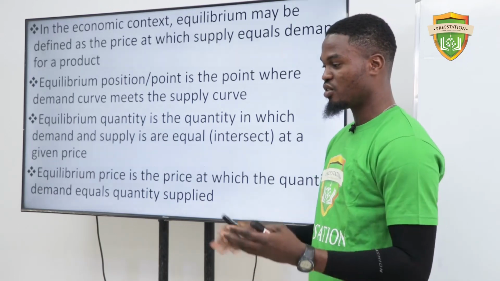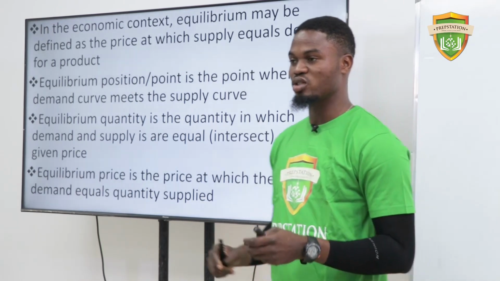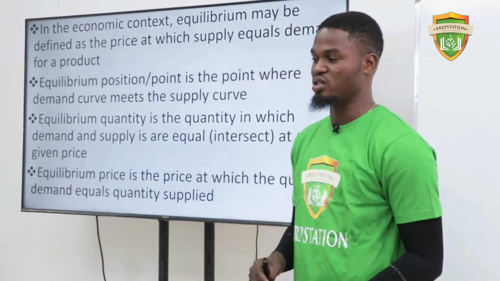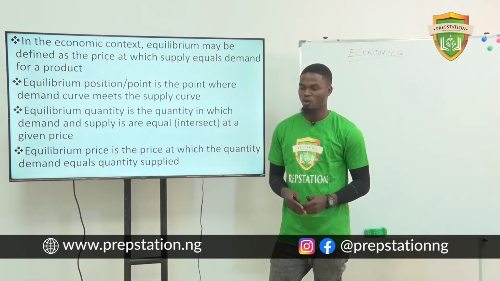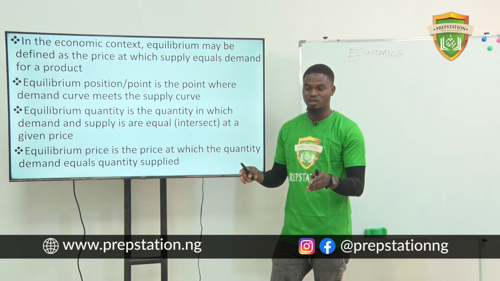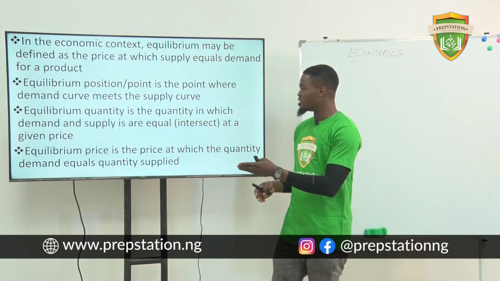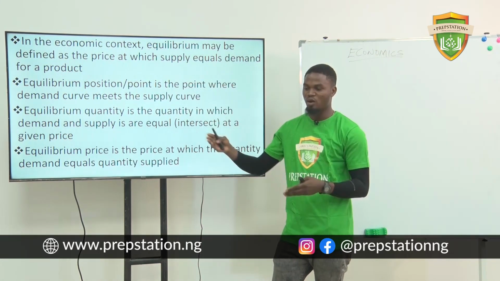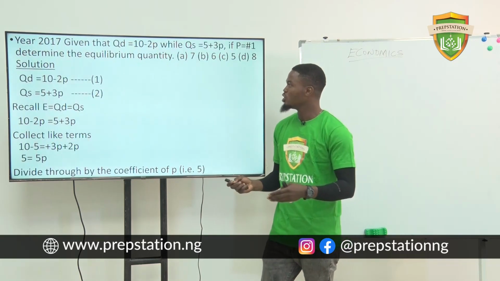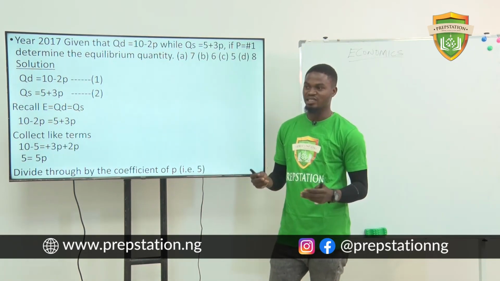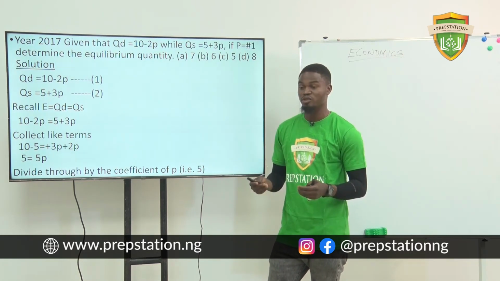From equilibrium, we can bring out three concepts: equilibrium price, equilibrium position, and equilibrium quantity. Equilibrium price is that price at which quantity supplied equals quantity demanded, while equilibrium position is the point where the quantity demanded curve cuts the quantity supply curve. Then you have the equilibrium quantity, that is, the quantity whereby demand equals supply. With that understanding, you should be able to tackle some simple linear equations that pop up in the theory of demand and supply.